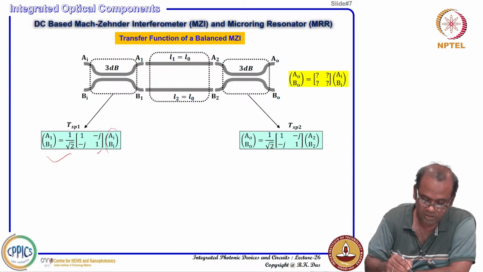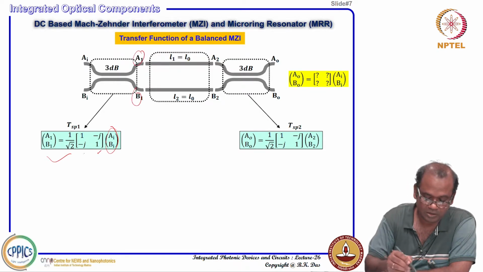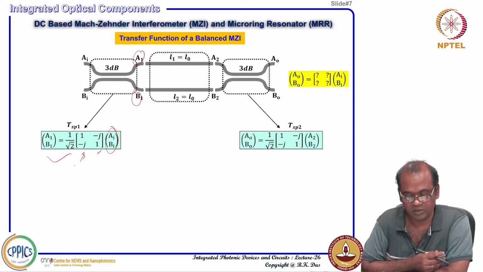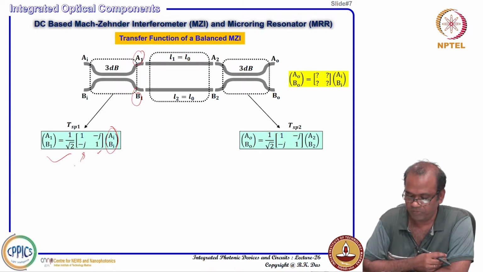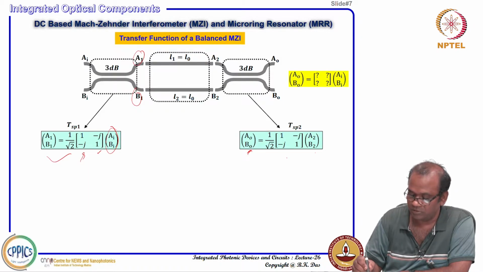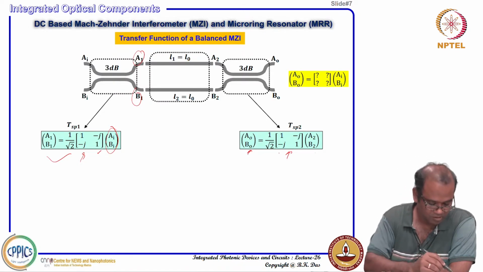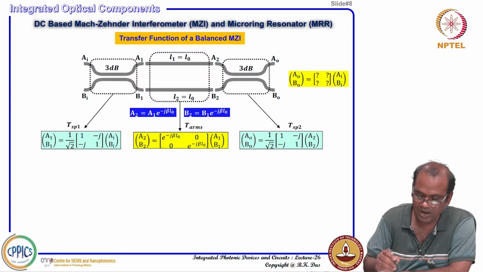Your inputs are AI, BI, then outputs will be A1, B1. So, we can write simply the splitter 1 transfer function. Similarly, for splitter 2, your inputs are A2 and B2, outputs are A0 and B0. So, we can write A0, B0 in terms of A2, B2 using another transfer matrix for the 3 dB power splitter. Straightforward. Now, let us consider what happens in between.